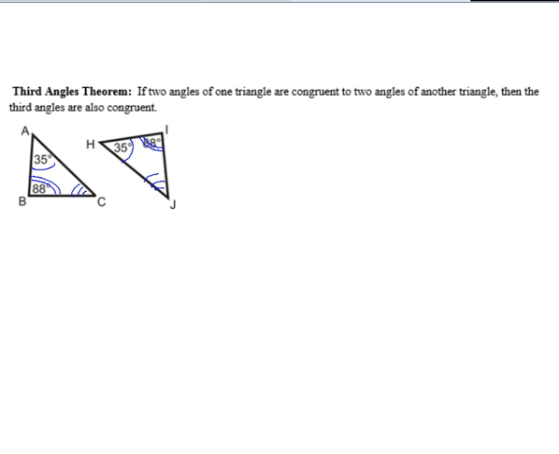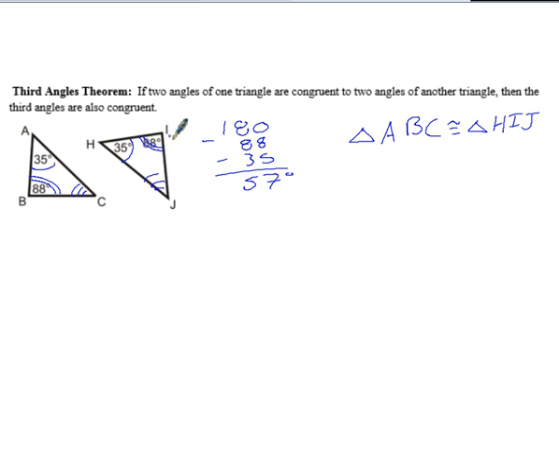And if you think about this logically, 180 minus 88 minus 35, that's going to equal 57 degrees. So both of these angles would both be 57 degrees. So if I were to write a congruency statement on these two triangles, I would say something like triangle ABC is congruent to triangle HIJ, because A matches with H, B matches with I, C matches with J.